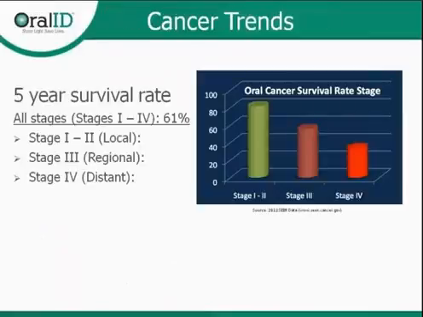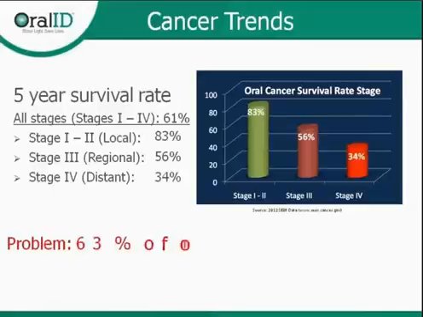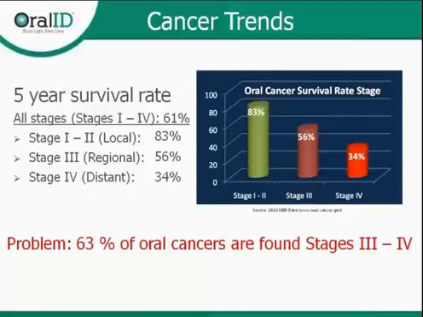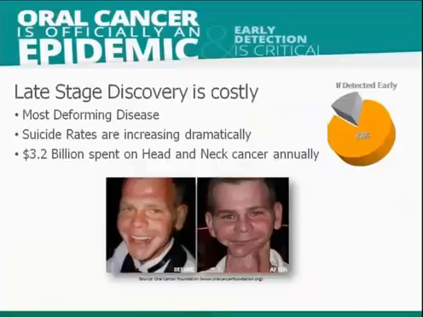If we can catch a lesion in stage 1 or stage 2, our patients have an 83% chance to survive the cancer. Stage 3 lesions drop their chances to about 50-50, stage 4 down to 34%. And so this is why we need to use these screening devices to catch things earlier, the things we can't see. That's where we potentially save lives or at least help patients maintain good quality of life, because late discovery is very deforming, and the suicide rates are higher in those patients.